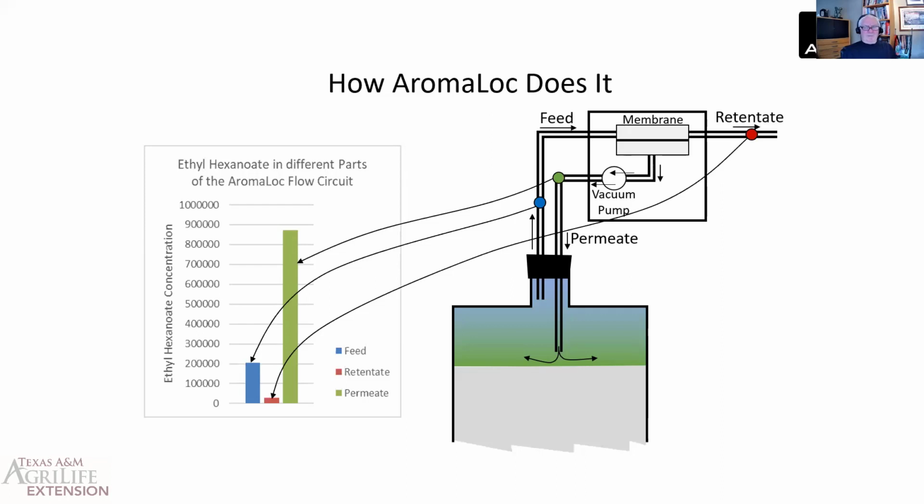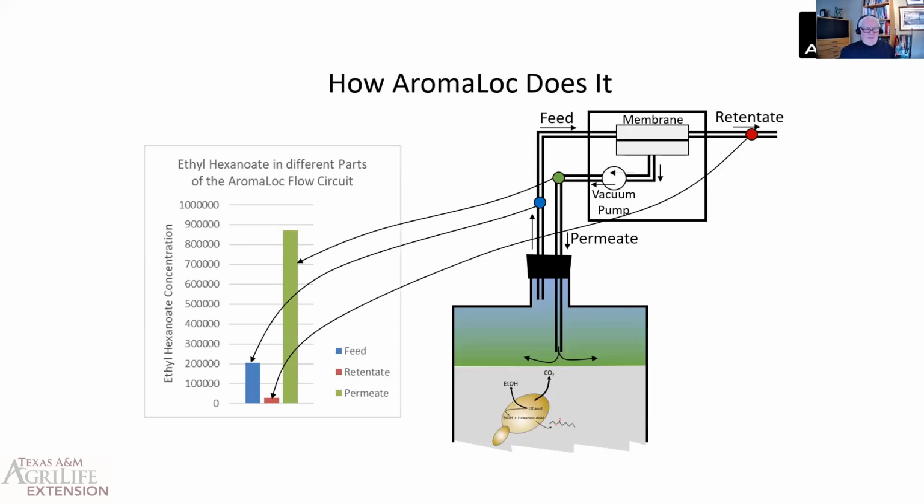Now that concentrated permeate gas goes back and we duct it in close to the surface of the wine, and it theoretically spreads out along the surface and makes for a high concentration of aroma there. Now remember, inside the wine is our little yeast that's busy producing ethyl hexanoate.